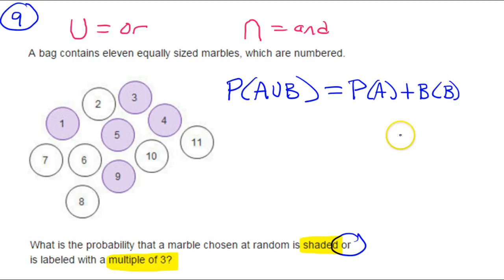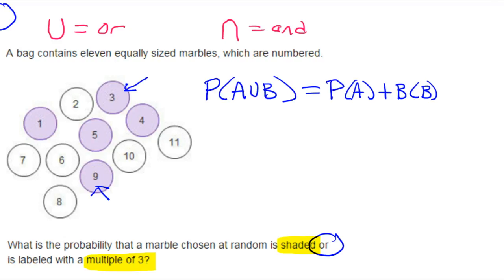But here's the thing. If there's any overlap between the two events, you have to subtract the overlapping part. In other words, are these mutually exclusive, or can they happen at the same time? Can you be shaded and be a multiple of 3? Yes. Look at some of these. You can be shaded and be a multiple of 3. So there's overlap between these two things. So whenever that happens, you need to subtract the overlapping part. You need to subtract the intersection.